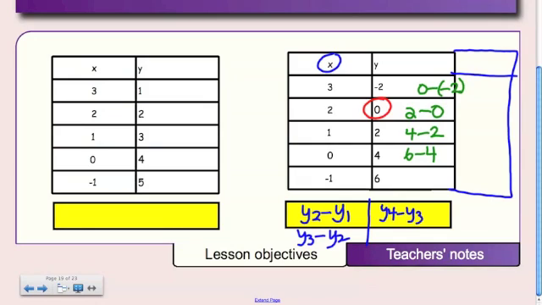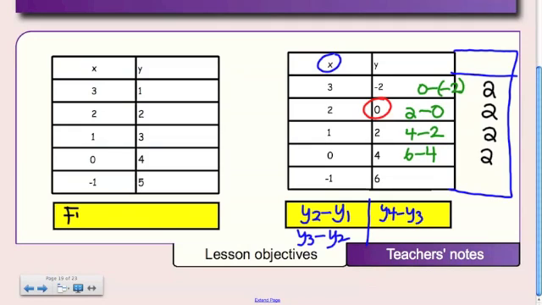And let's check what our answers are. What is 0 minus negative 2? Andy, what's 0 minus negative 2? 0 minus negative 2, the negative and the negative make a positive 2. Good. 2 minus 0 is obviously 2. 4 minus 2 is 2. 6 minus 4 is also 2. So this is called calculating the first differences.